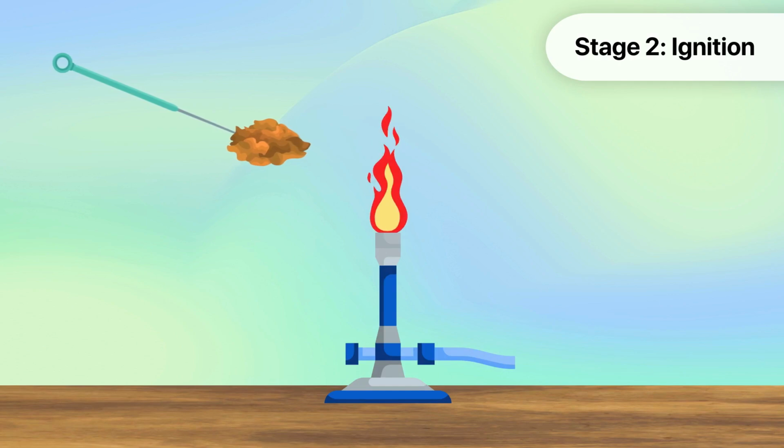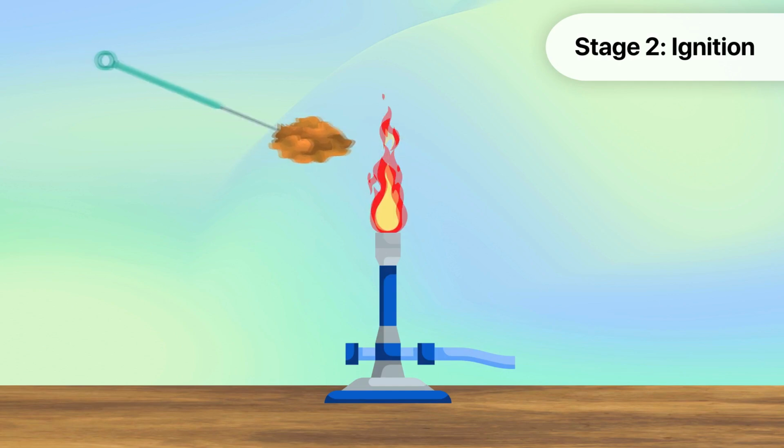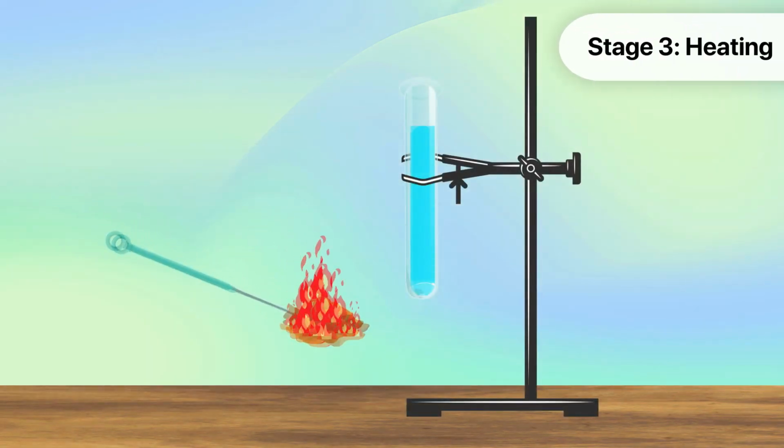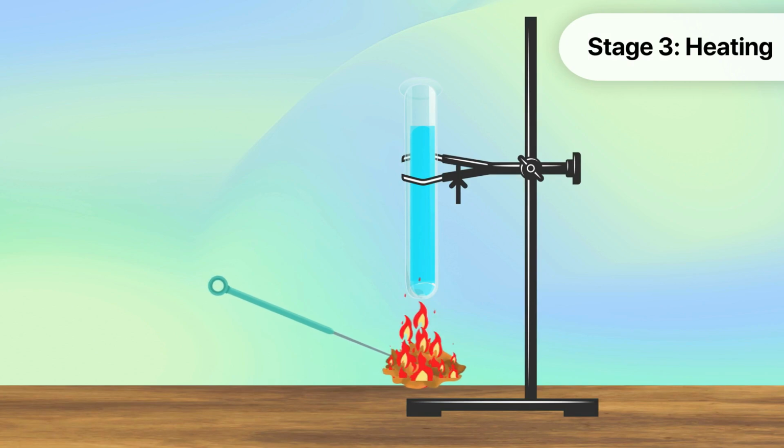In our next stage, we need to carefully set fire to our food sample. To do this, you must use a mounting needle to handle the food sample and carefully hold it in the flame of a Bunsen burner until it ignites. Once the food sample has been lit, hold the burning sample about 2 centimeters away from the boiling tube, which is fastened by the clamp.